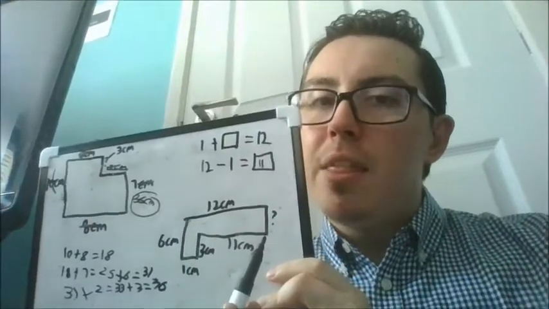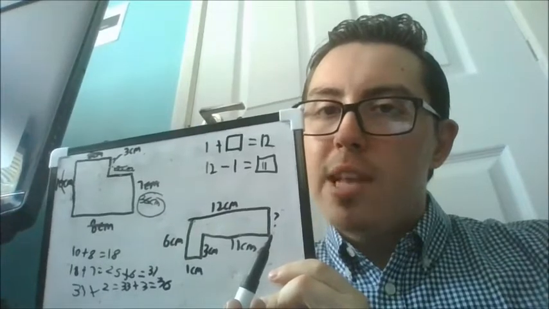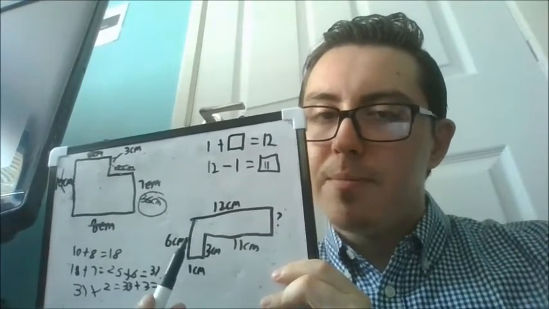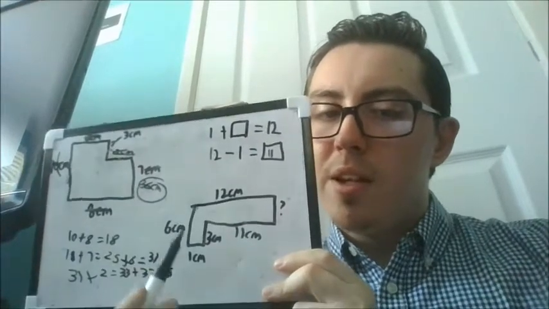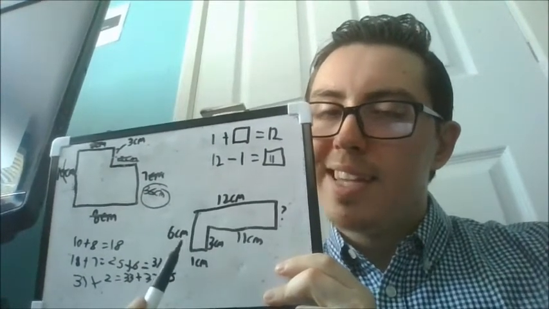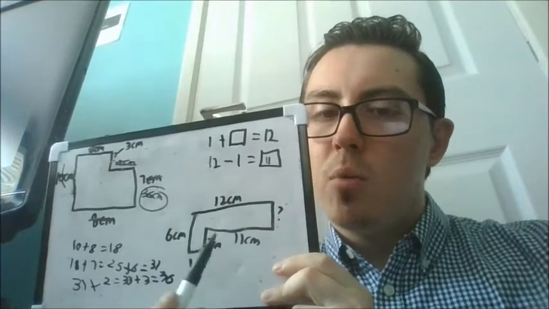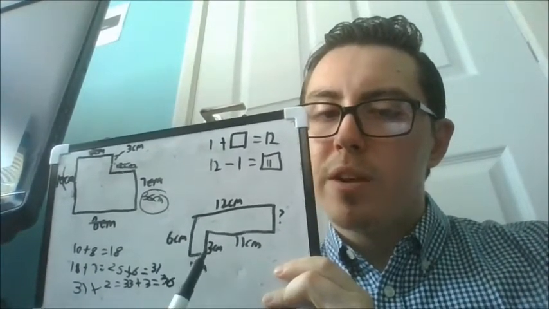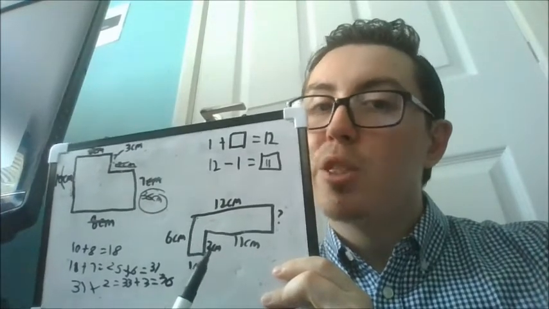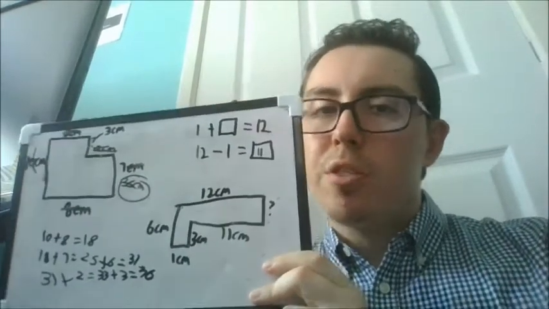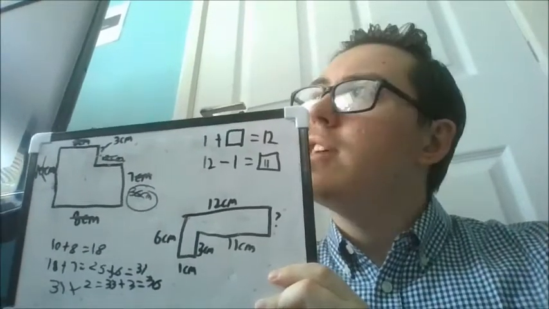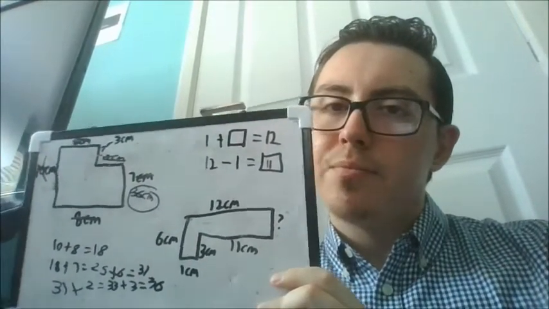To find out our missing length, we have to look at the whole length of this shape. Which number gives us the whole length of this shape? It's this one. The whole length of this shape is 6 centimetres. What other number gives us a length? So it goes from top to bottom. Which other number goes from top to bottom? It's the 3. So 3 adds something equals 6. 3 adds what equals 6?